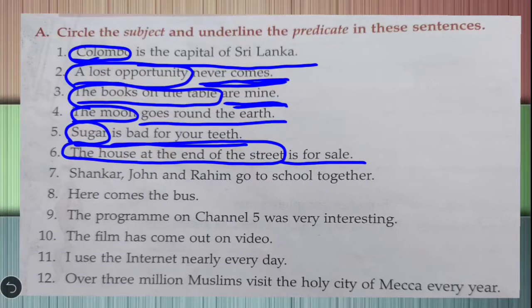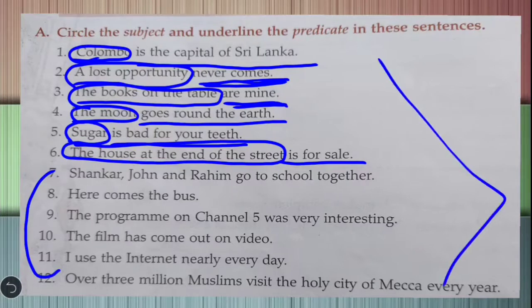Now students, the rest of the 6 sentences you have to do yourself. Identify subject and predicate yourself. It's too easy, so you can do it yourself. When I give the PDF related to this, I give all the answers in the PDF. But first of all, you have to try it yourself. You have to solve it yourself. It's too easy. The subject you have to circle and the predicate you have to underline. It's for your practice.